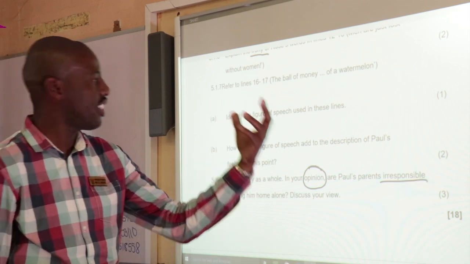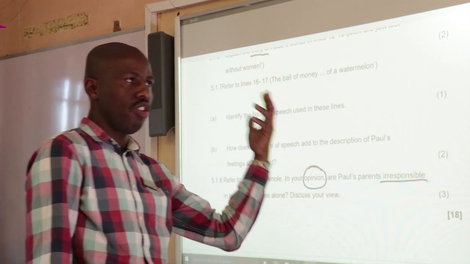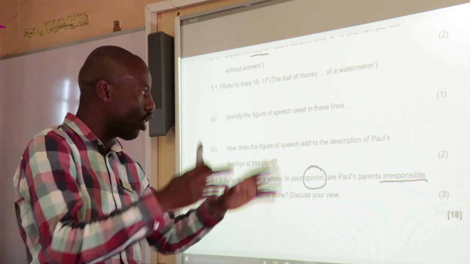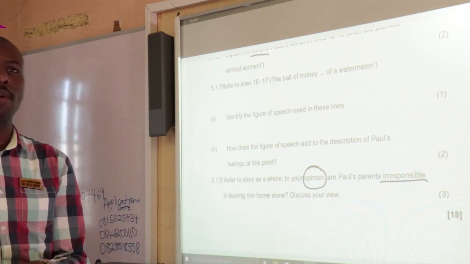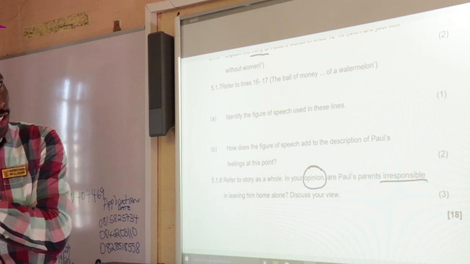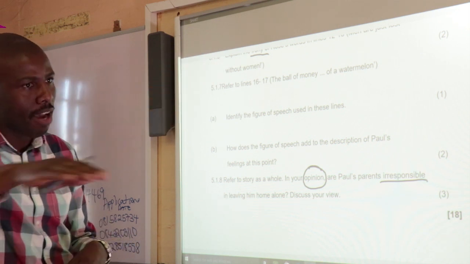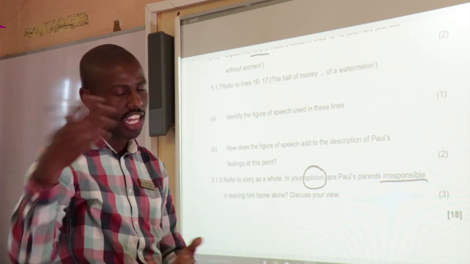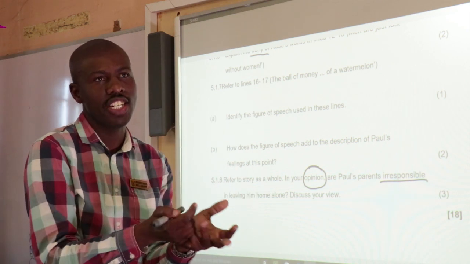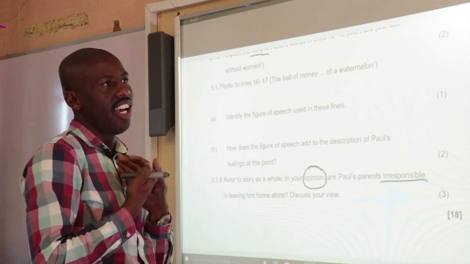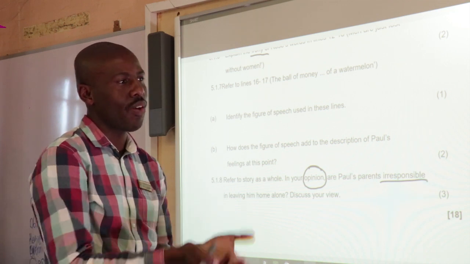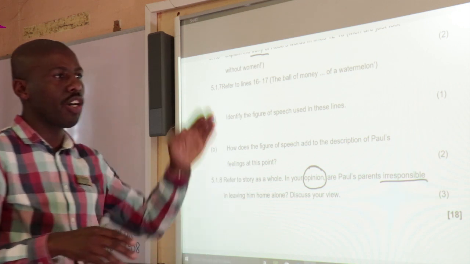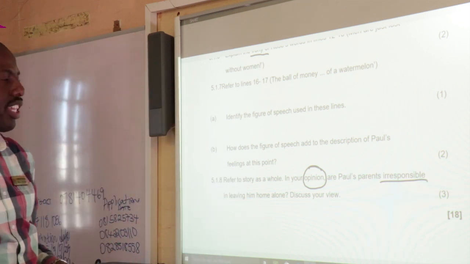So you can say yes, they are irresponsible. You are an adult, you cannot leave an 8-year-old child alone, it was bad. Or you can say no, they were responsible because they made sure their neighbors were next door, and they left all these numbers in case of emergency. So you can take this part or the other part. We can also have a combination, although I do not encourage our learners to have combination answers, because it's sometimes difficult for them. Let them just take one part and elaborate on that.